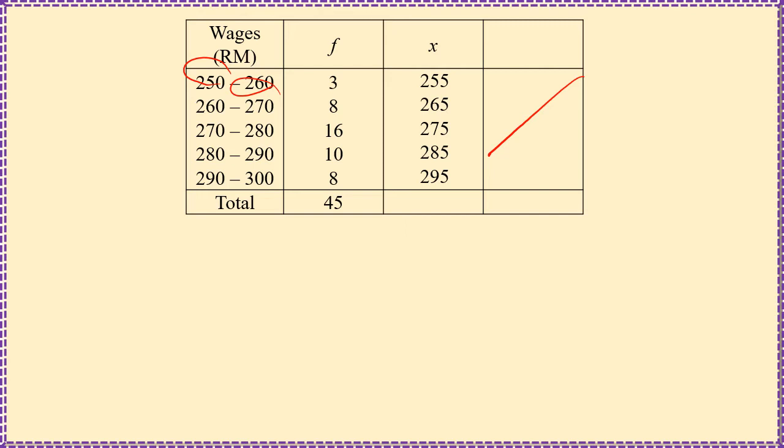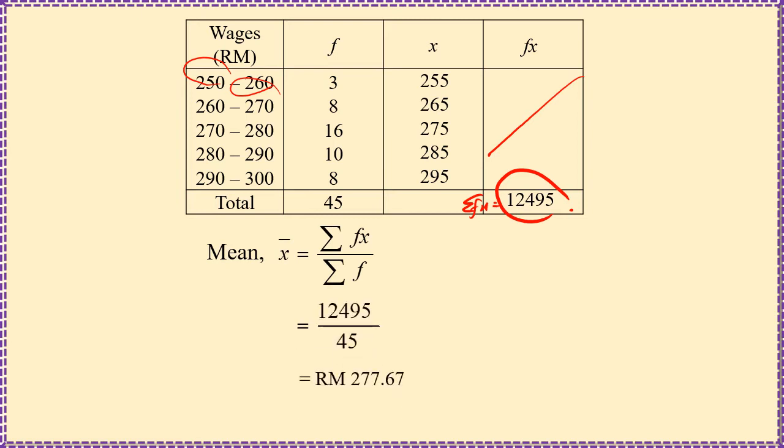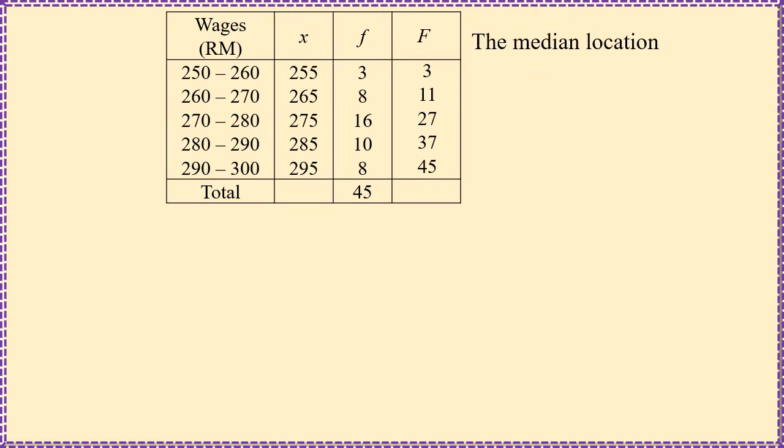How do we find the summation of fx? Look at the tutorial part. Directly it's equal to 12495. Your calculator will give this value, the summation of fx. Now we just substitute the values: 12495 divided by 45. We don't have to show this part; you can put 0, leave it blank, or put this line. So we have the answer equal to RM277.67.